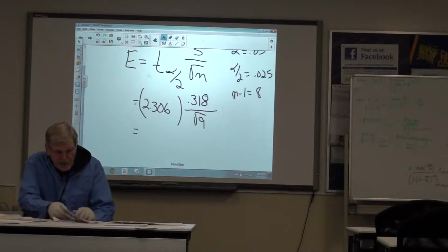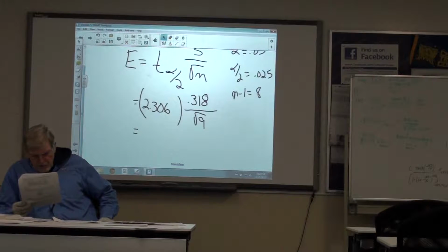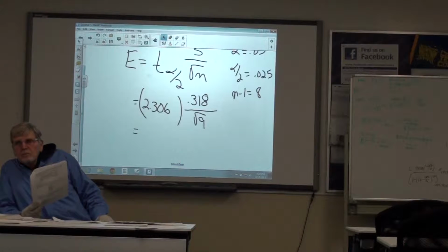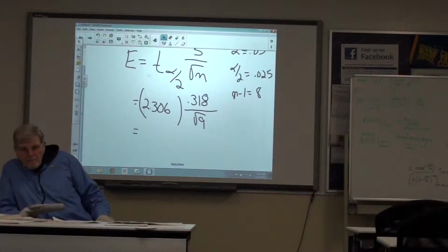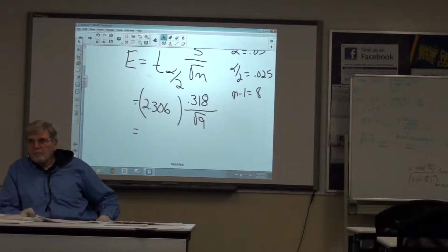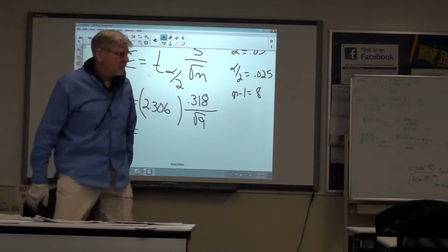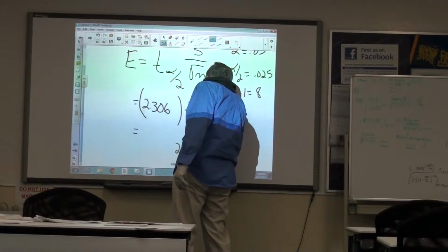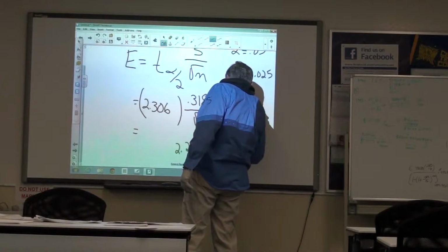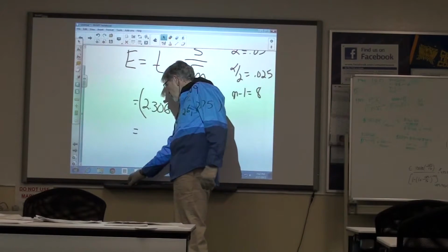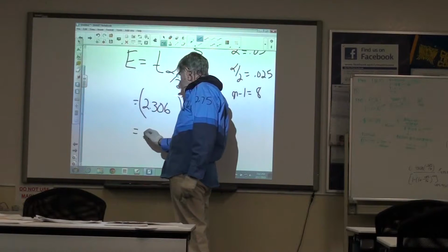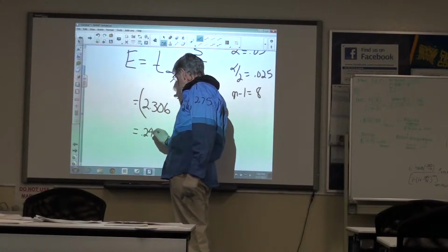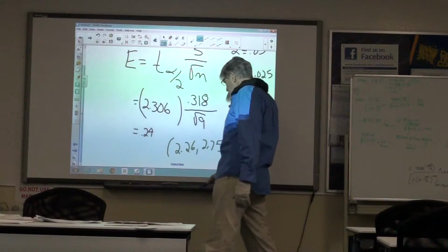So we just calculated the error bound. Once you're done, what does the interval come out to be? 2.26 and 2.75. And what was the error bound that led to this? 0.24. Okay, so this is the interval.